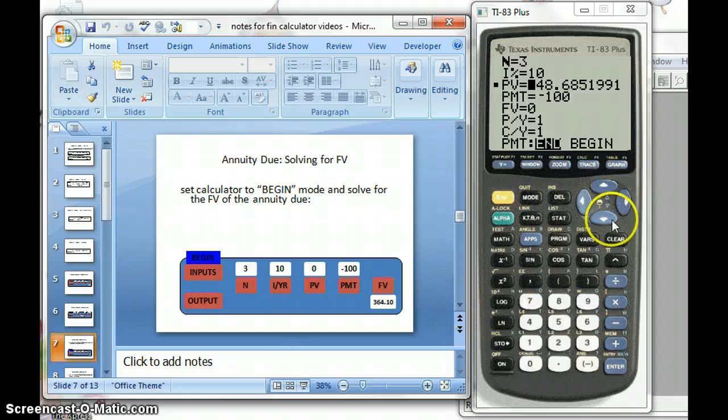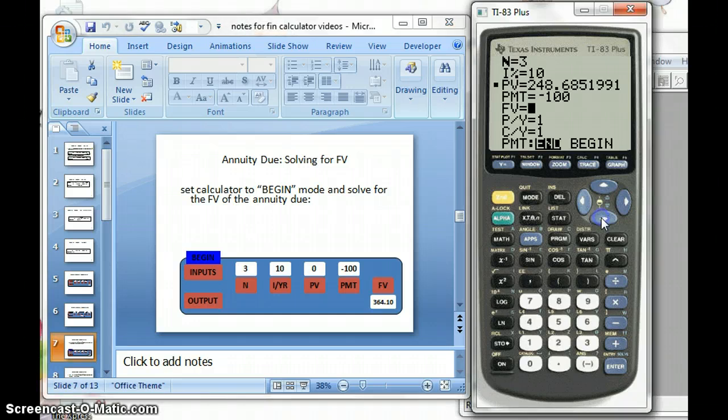What if we have annuity due? For you guys that have the 83 calculator, it's actually pretty simple. We just switch from end, from the bottom of your screen, to begin, press enter. Now the begin button is blinking, and we go back to 0 present value to calculate future value, alpha solve, 364.